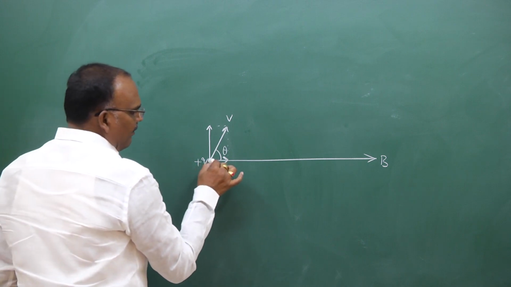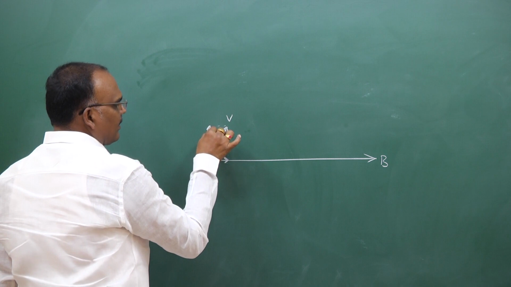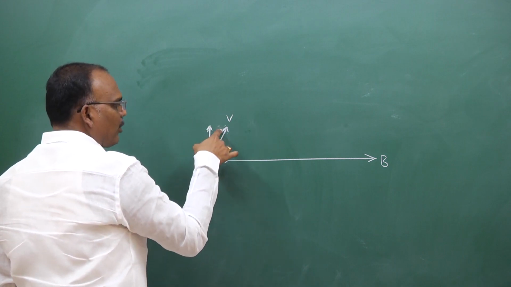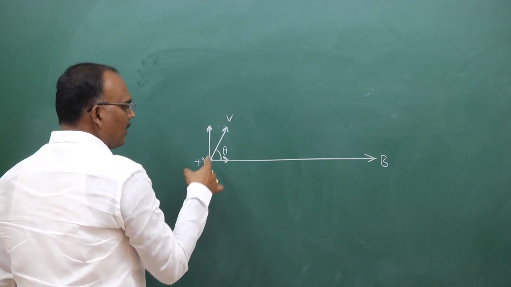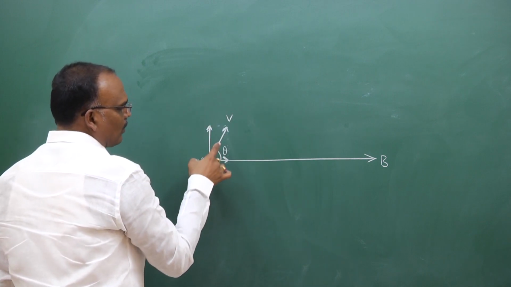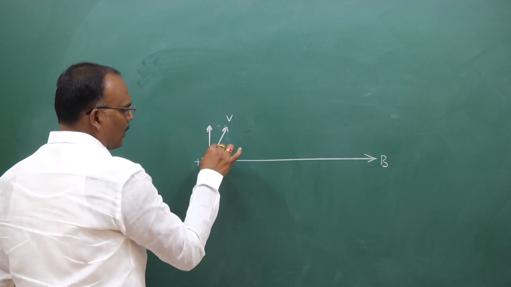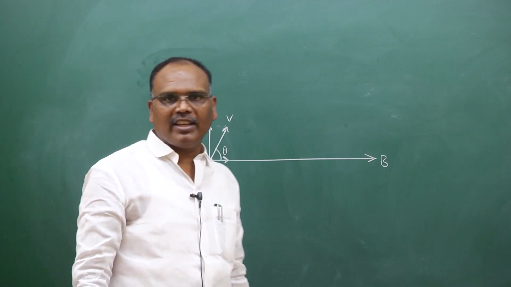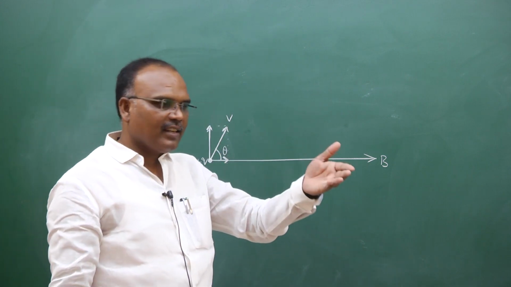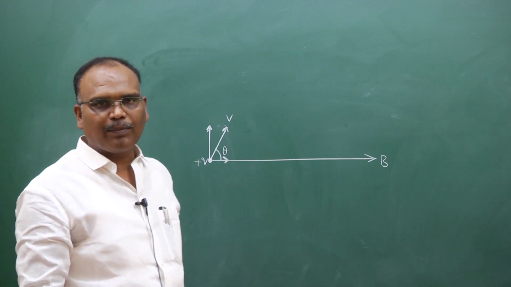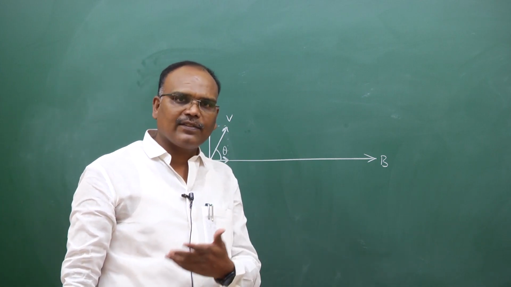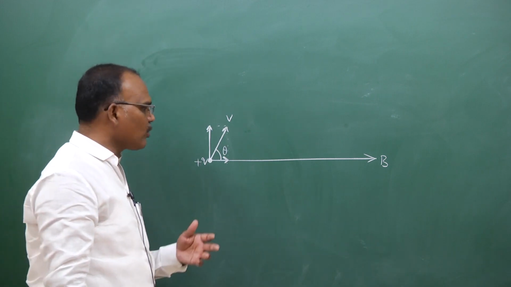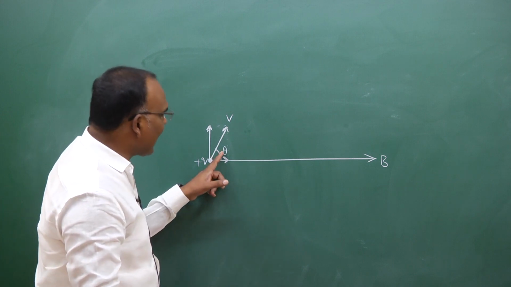When we resolve into two components, the components must be perpendicular to each other, and the parent vector, the vector which is resolved, must lie between these two. The names of the components are obviously v cos theta and v sin theta. When v is resolved, we get v cos theta and v sin theta. When f is resolved, we get f sin theta and f cos theta. But which is cos and which is sin is decided by this angle.